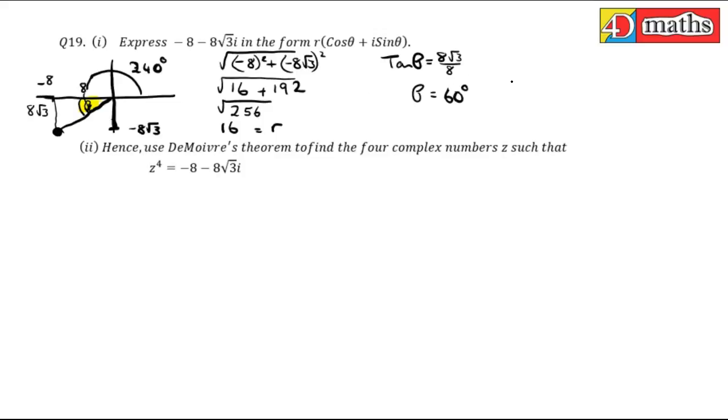So to put it into polar form then, it would be 16 bracket cos 240 plus i sin 240. So that's it in polar form. Okay.